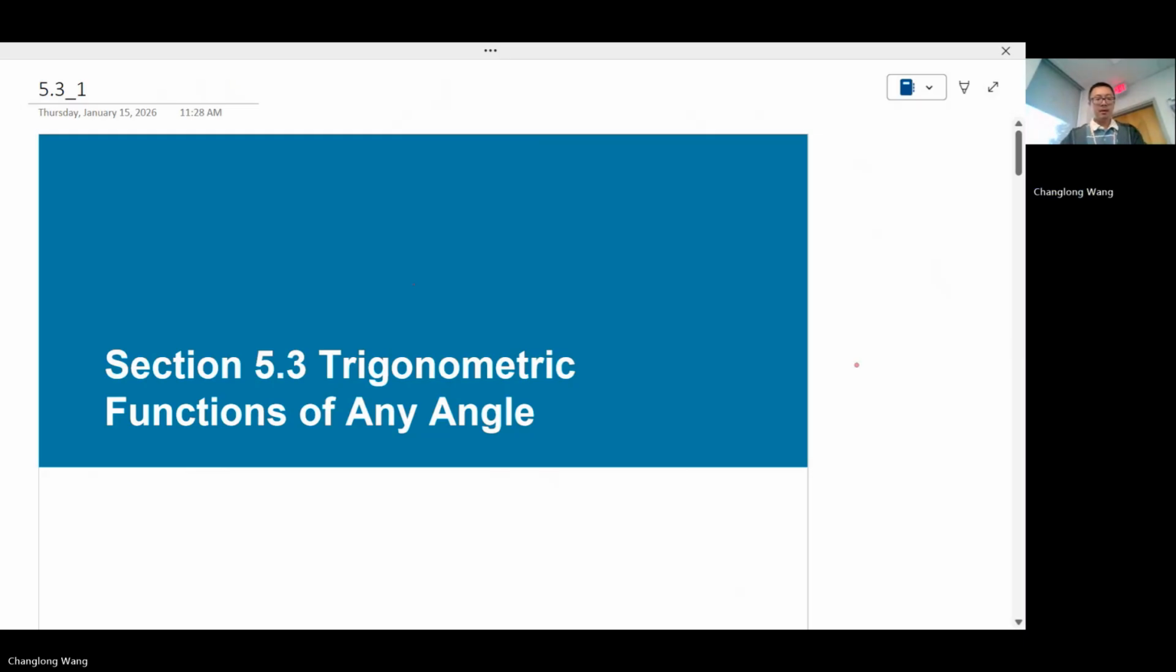Okay. Now guys, take a look at the title here. 5.3 is going to tell us something about the trig functions of any angle. Does it scare you when I say any angle? Literally anything. Any number you can think of. Even imaginary. You guys know what an imaginary number is? Yeah, you can even put in imaginary numbers. But I think it sounds pretty scary.